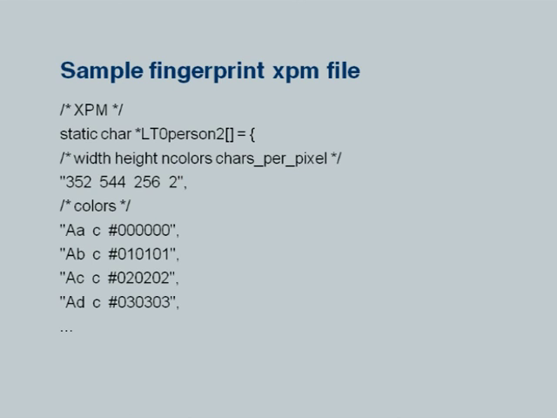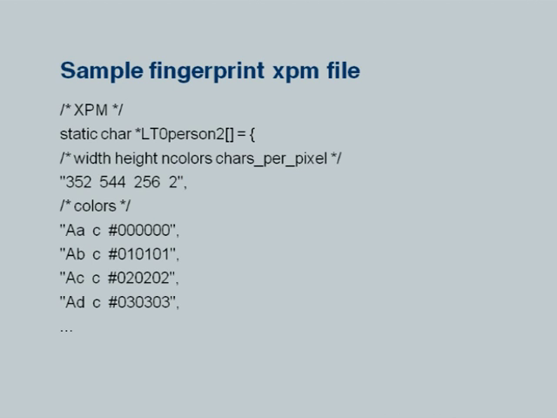So this has /* XPM */ static char *LT0%2. This is an arbitrary file name that I have given. This means left thumb, 0th trial, that is the first time you capture, %2 means person number 2. This would roughly be the file name that you will use, although it is not mandatory. Now the string itself says width, height, ncolors, chars per pixel. This is included as a comment. And what are the values? 352, 544, 256 and 2.